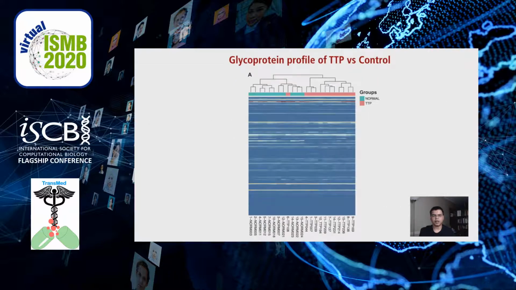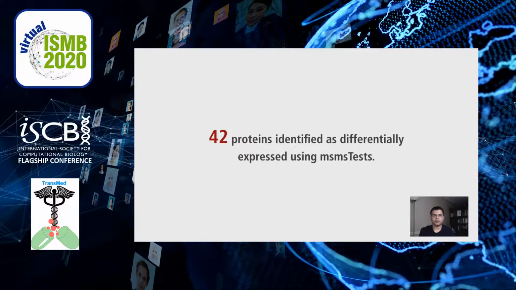We carried out mass spec analysis of the samples, and here is a hierarchical clustering showing that the TTP and the control samples do indeed differ in their glycosylated protein profiles. We carried out a differential protein expression analysis using the mass spec spectral count data using an R package called MSMSTest, and we found there are 42 proteins that are differentially expressed between TTP versus control samples.